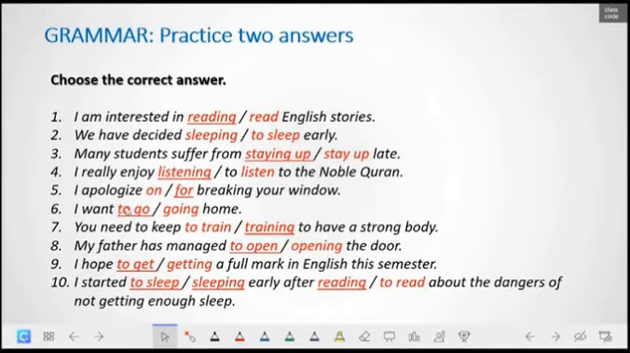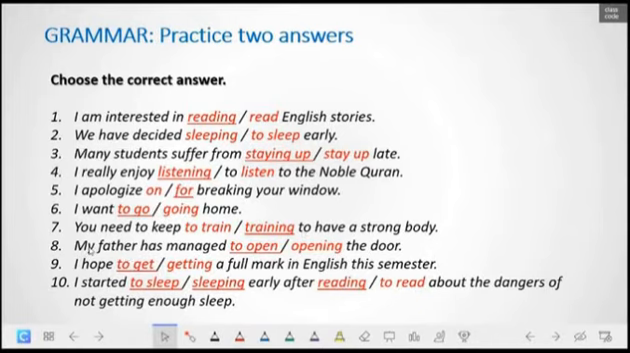I apologize. So the preposition that comes after apologize is for, not on. So you say, I apologize for breaking your window. I apologize for coming late. So it's always for. I want to. Want is a verb that is followed by the infinitive to. You need to keep. Keep is always followed by the ing form. So you need to keep training to have a strong body.